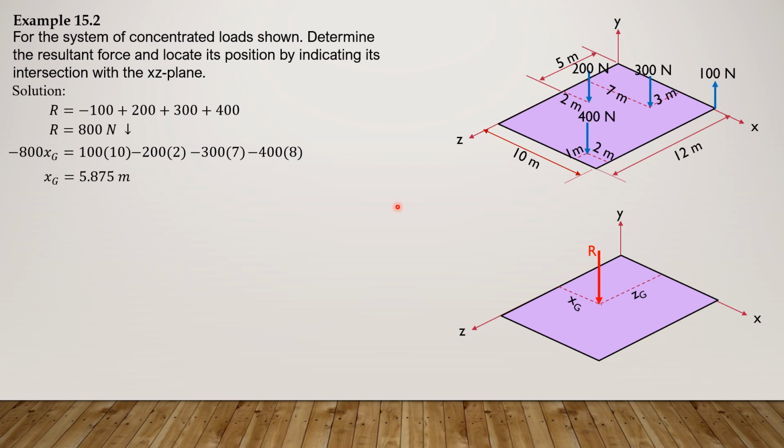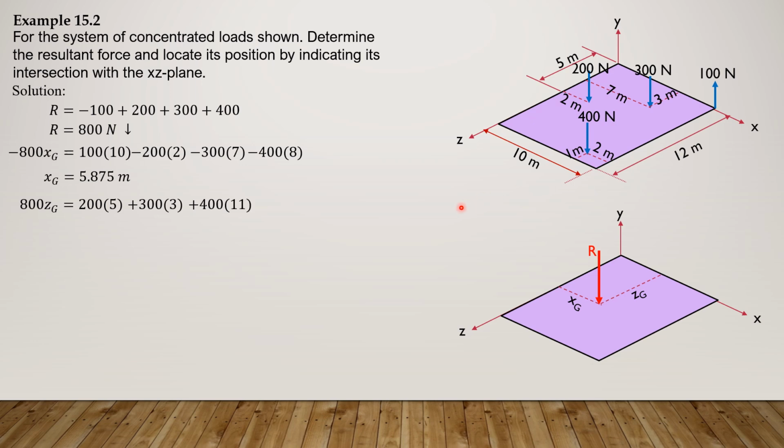Similarly, by the right thumb rule, the moment of R about the x-axis is positive. So 800 times z sub z is equal to, of course, 100 is not included. So let's begin with 200. So 200 times 5 plus 300 times 3 plus 400 times 11, because this is 1 meter and this is 12.